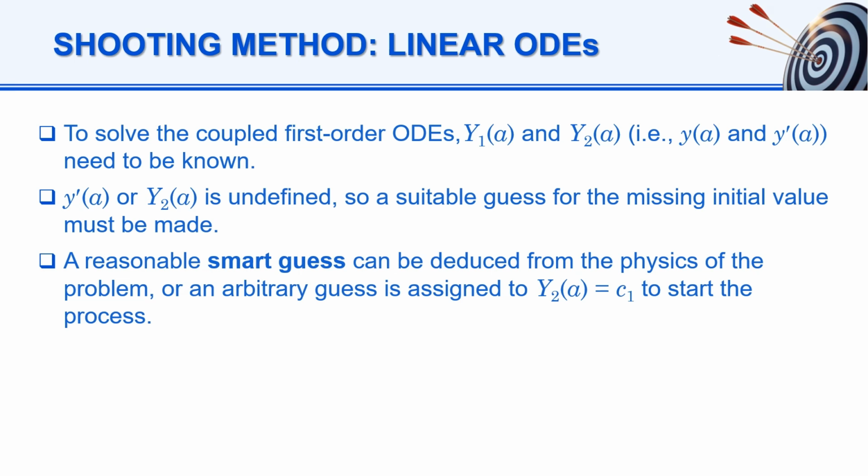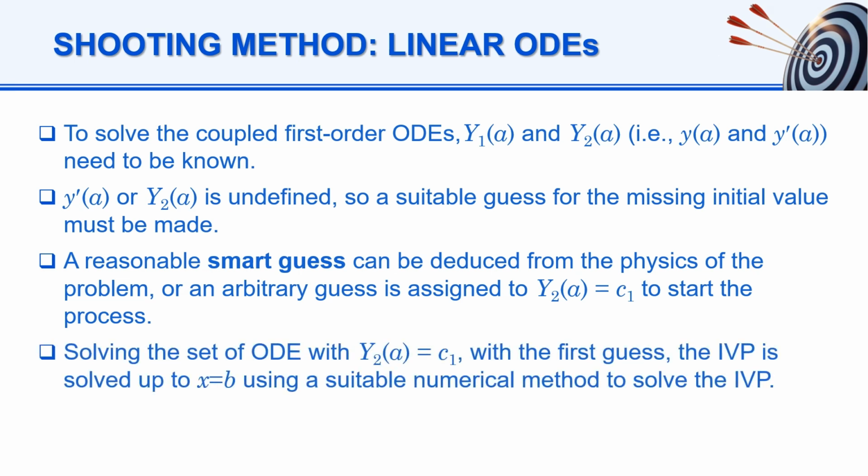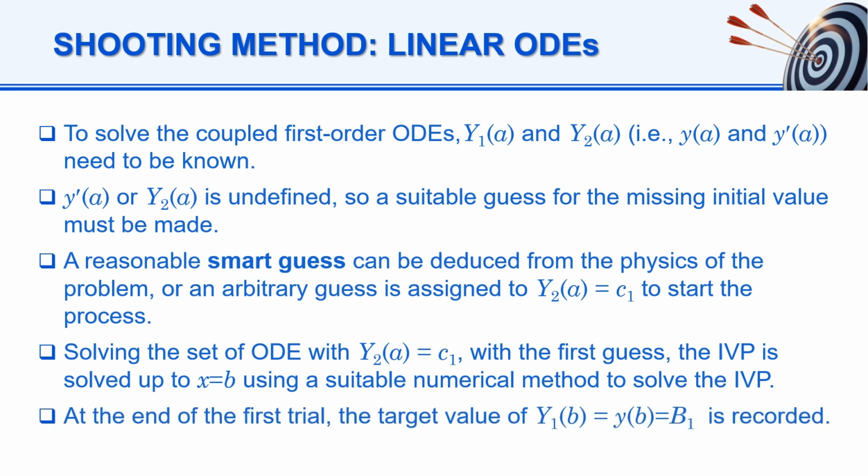A reasonable, smart guess can be deduced from the physics of the problem, or an arbitrary guess is assigned to uppercase Y2(a) equals c1 to start the process. Solving the set of ordinary differential equations with uppercase Y2(a) equals c1. With the first guess, the initial value problem is solved up to x equals b, using a suitable numerical method to solve the initial value problem. At the end of the first trial, the target value of uppercase Y1(b) equals y(b) equals uppercase B1 is recorded.